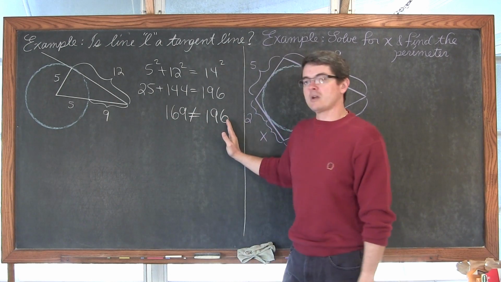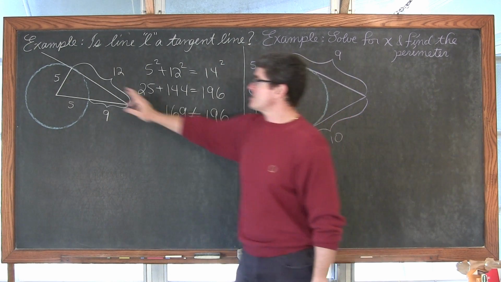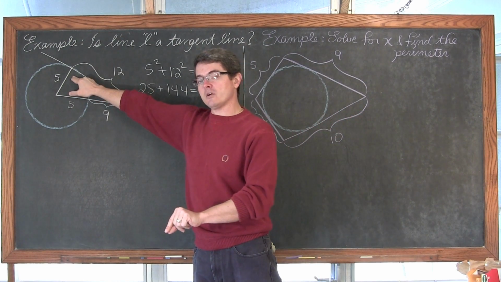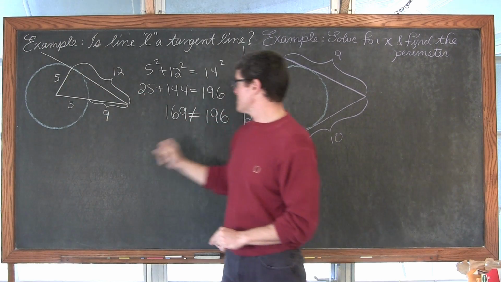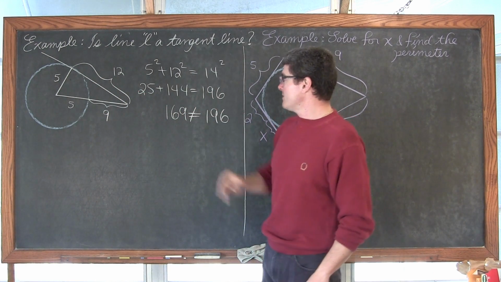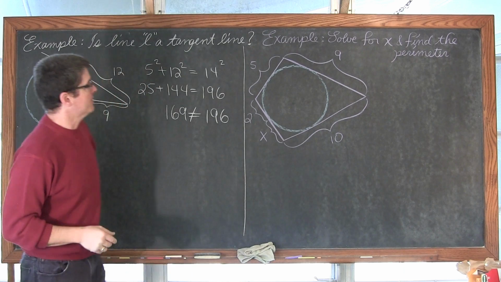But just to remind you of an old concept, what we're showing is that this angle, though it was drawn to look like 90 degrees, is actually obtuse, because the hypotenuse squared is longer than the length of the two legs squared added together.